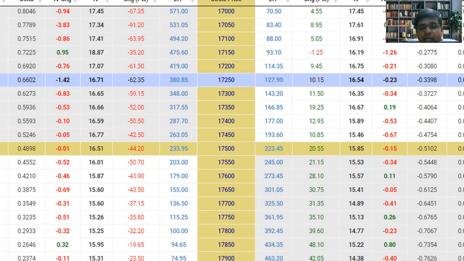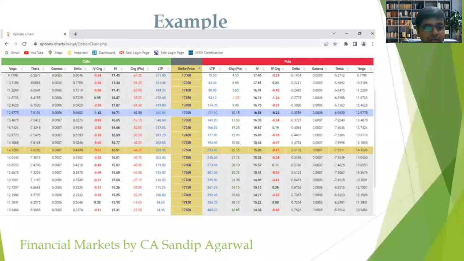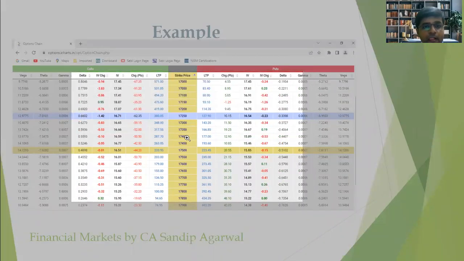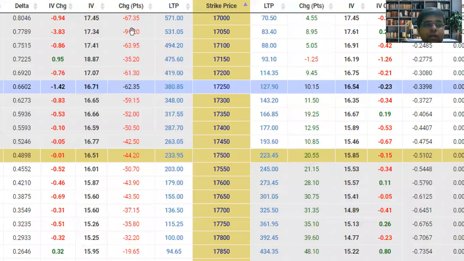So you can see I have taken the delta of the Nifty options starting from the 17,000 strike price till 17,900. Let me just zoom it again. I think it has not come. This is fine. So you can see on the left hand side, the delta which is mentioned is of all the call option strike prices of the Nifty options. And on the right hand side, the delta which is there is of all the put options.